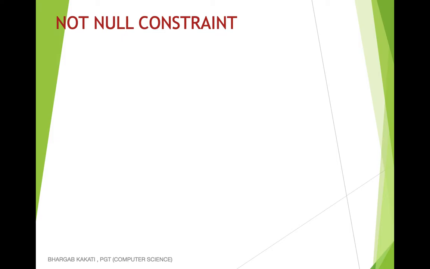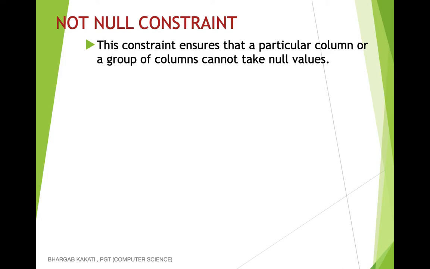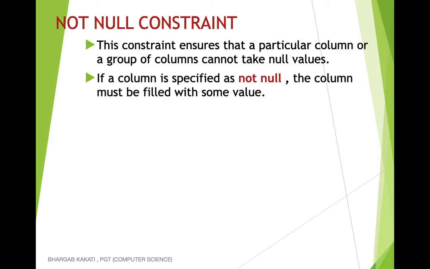All of us know the meaning of the word null. What is the meaning of the word null? Null means empty. So what is the meaning of not null? Not null means something cannot be empty. This constraint ensures that a particular column or a group of columns cannot take null values. If you are keeping a column as not null, then you cannot leave that particular column blank. You have to insert some values into that particular column. If a column is specified as not null, the column must be filled with some value. You need to give at least some value into that particular column.